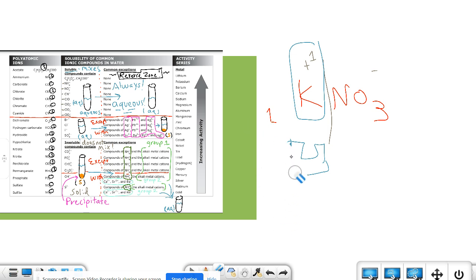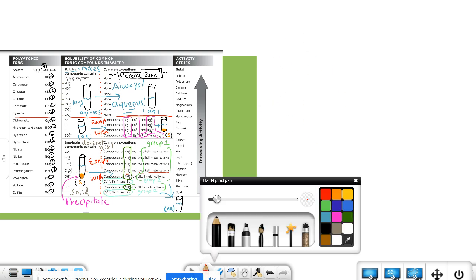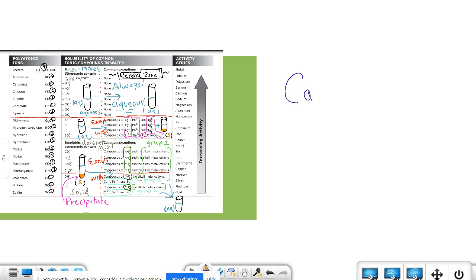Let's try another one. Let's try this one here. Calcium hydroxide, CaOH. Okay, split up. Look at your periodic table. You should see a plus two for calcium at the top. Hydroxide on the back of your paper, you see minus one. That's telling you right there what the charges are.